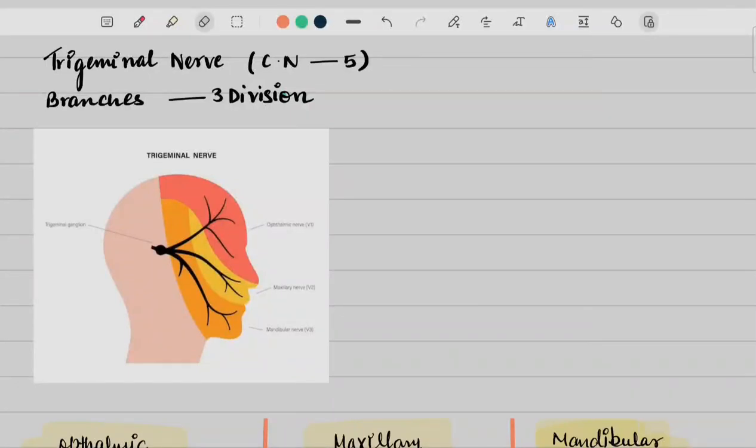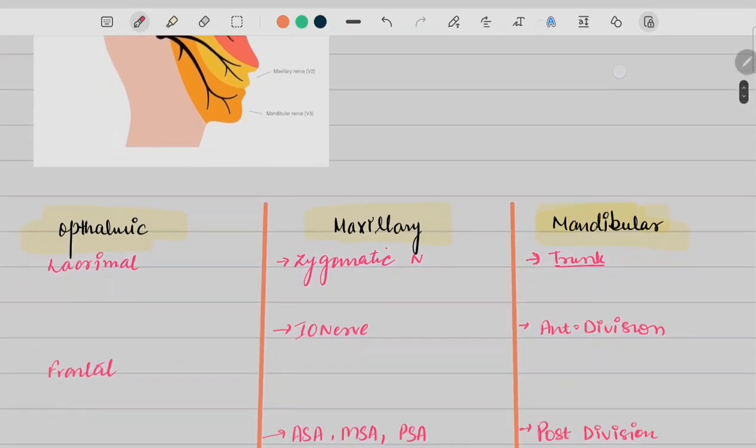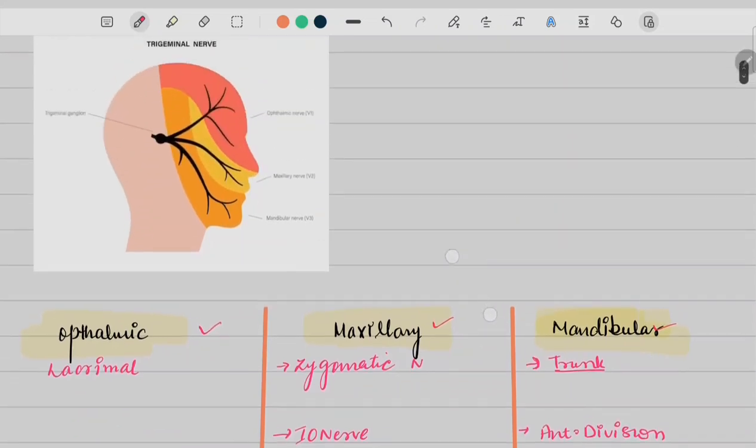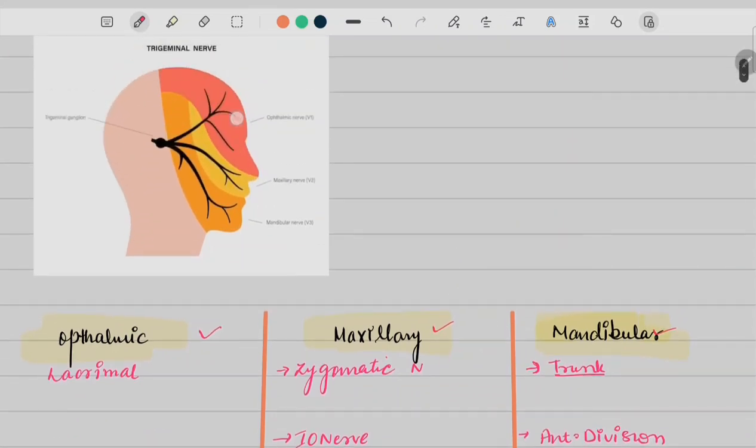Today we are going to see the different branches of the trigeminal nerve. So the trigeminal nerve is basically the fifth cranial nerve. Further, it has three divisions: the ophthalmic, maxillary, and mandibular divisions. See, the red here is the ophthalmic division, said to be V1. Then the yellow one is the maxillary division, said to be V2. And this is the mandibular division, V3.